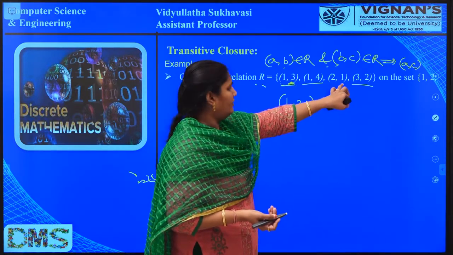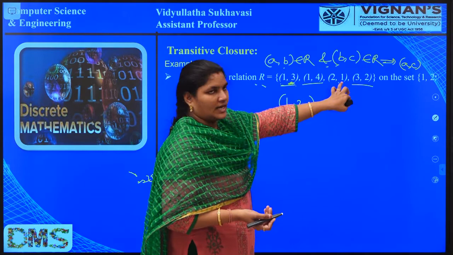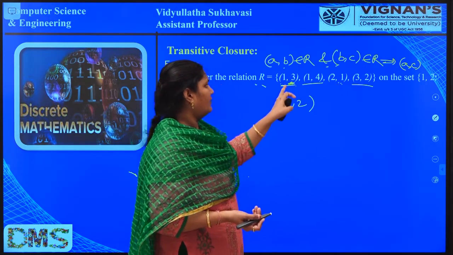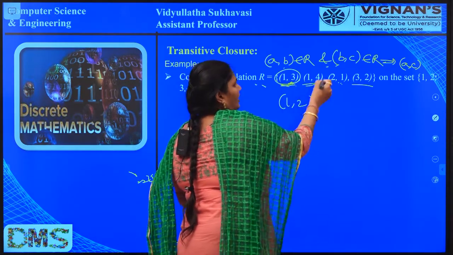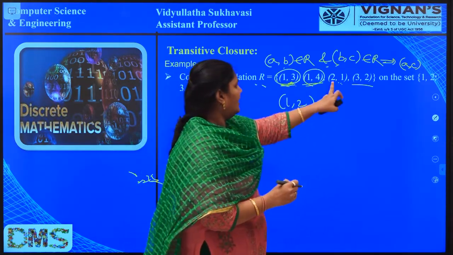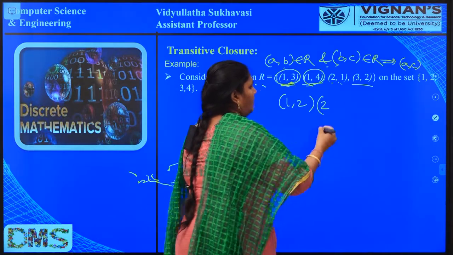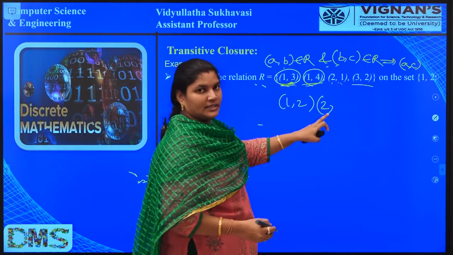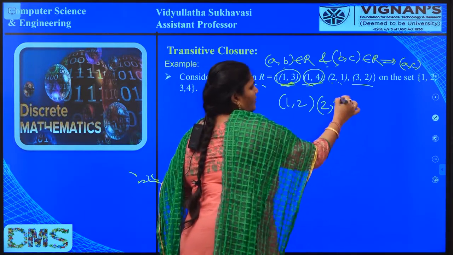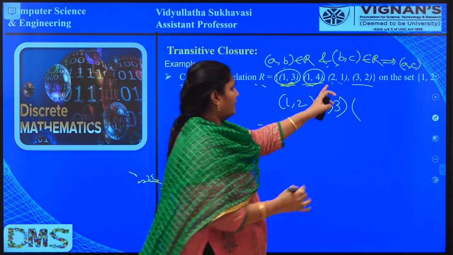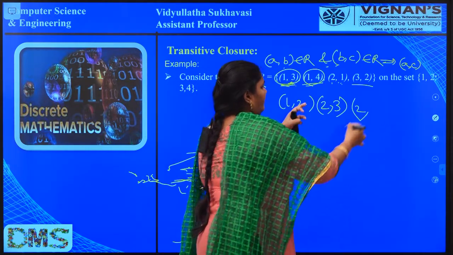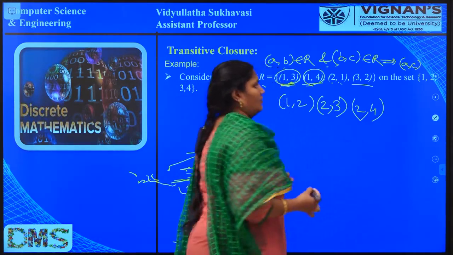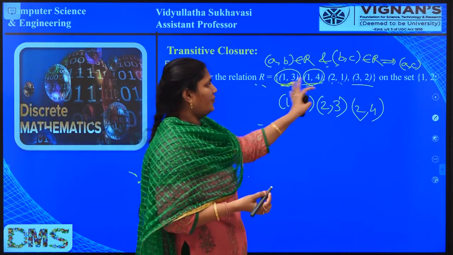Next 2, 1. So the second element is 1. Which are the ordered pairs starting with 1? These two, 1, 3 and 1, 4. So here this becomes 2, and with this ordered pair if you combine, we will get 2, 3. Next, when we check with the other ordered pair we will get 2, 4. Okay. With this the combination is finished.